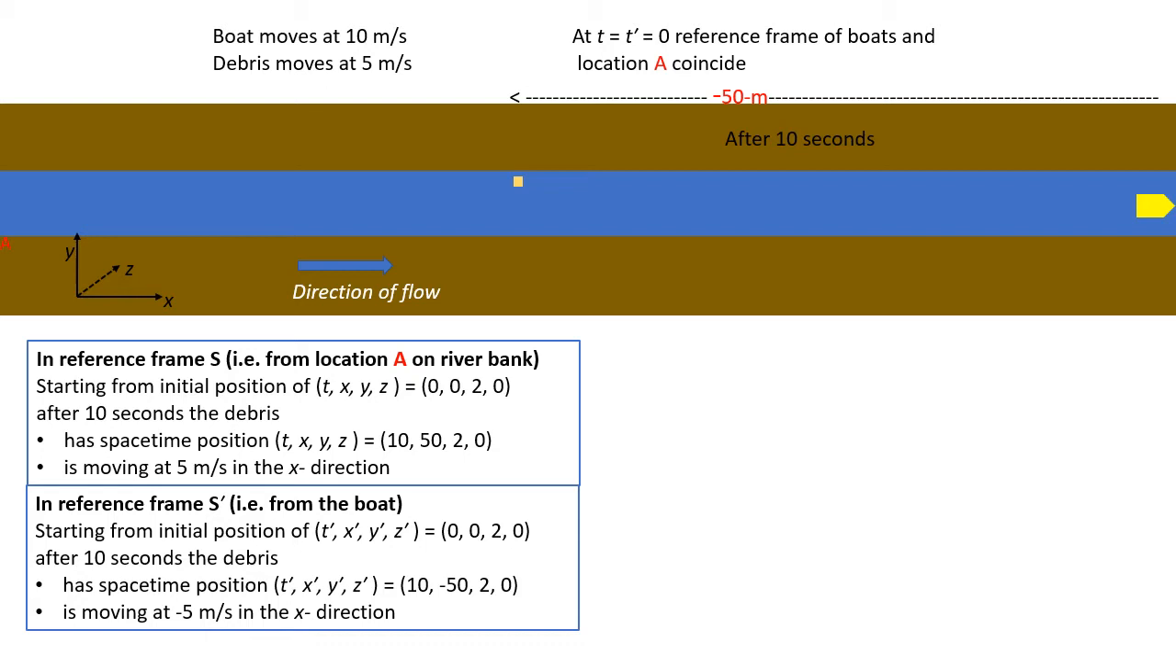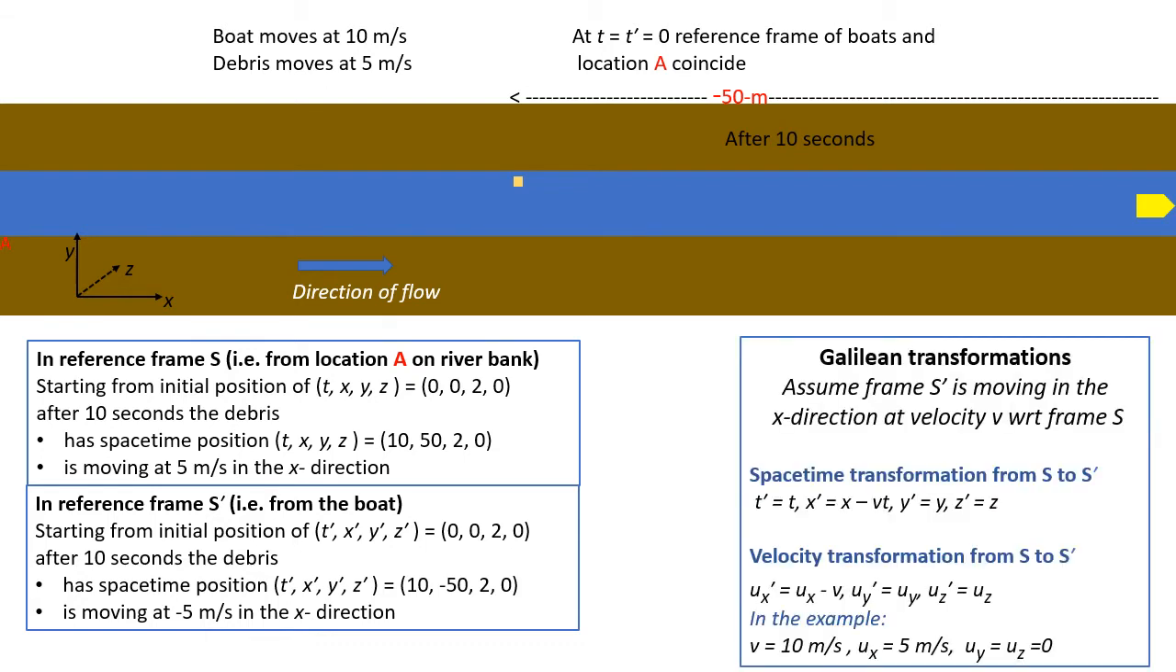This is an example of the Galilean transformation to move from one reference frame to another where the two frames are moving at constant velocity with respect to each other. It's simply t dash equals t, x dash equals x minus vt, and the y and z coordinates aren't affected. The velocity transformation is simply ux dash equals ux minus v.